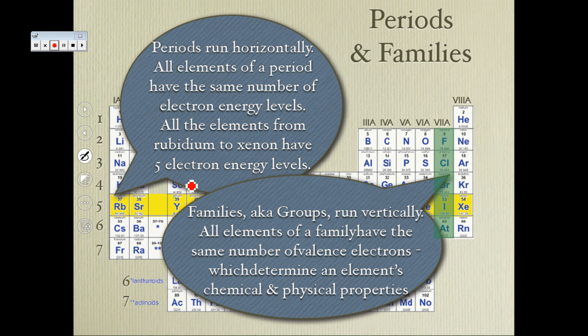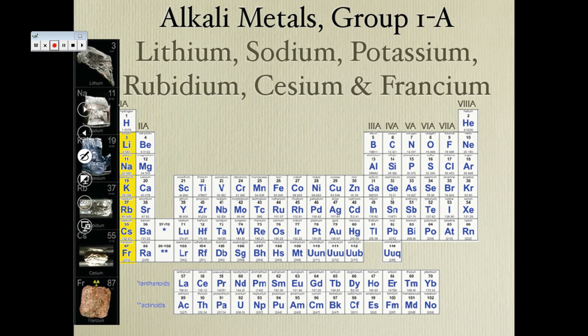Periods run horizontally. All elements of a period have the same number of valence energy levels. All the elements from rubidium to xenon have 5 energy levels, for example. Families, also known as groups, run vertically. All elements in a family have the same number of valence electrons, which determine an element's chemical and physical properties.